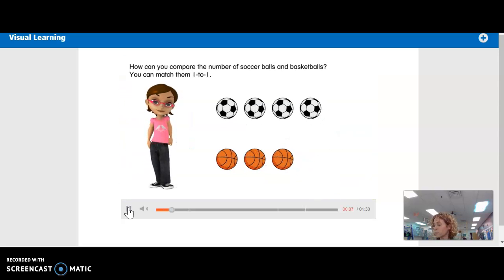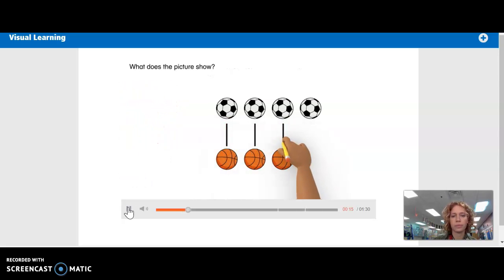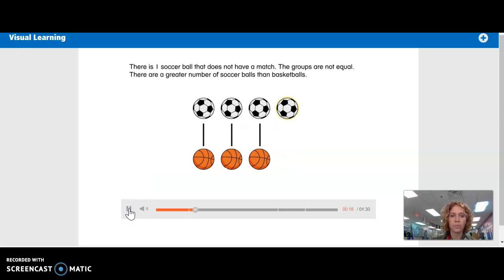How can you compare the number of soccer balls and basketballs? You can match them 1 to 1. What does the picture show? If we match them up and there are extras, what does that tell us? That there are more soccer balls. There's a greater amount of soccer balls. There is one soccer ball that does not have a match. The groups are not equal. There are a greater number of soccer balls than basketballs.